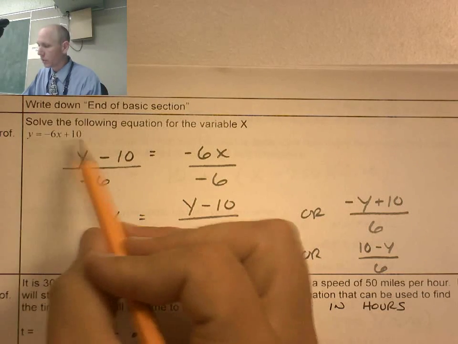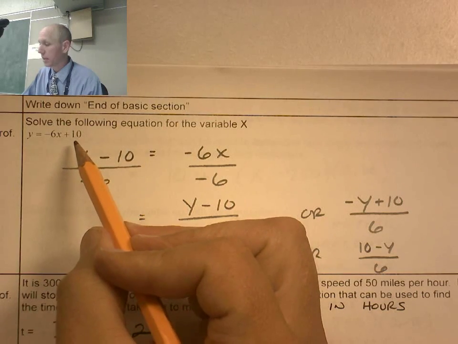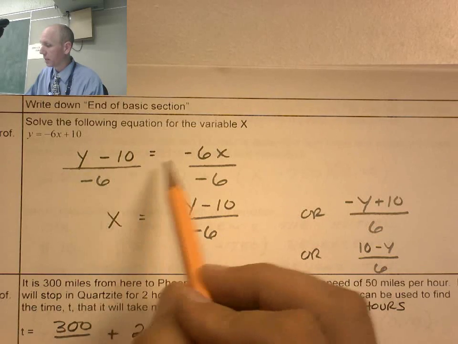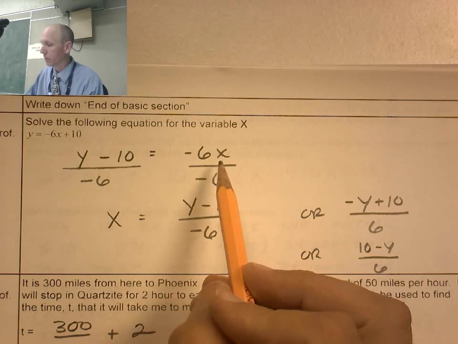So who's bugging the x? Well, I have a 10 adding to it. So how do I handle that? I subtract 10 from both sides. So right here, y minus 10 equals negative 6x. I subtracted 10 from both sides.